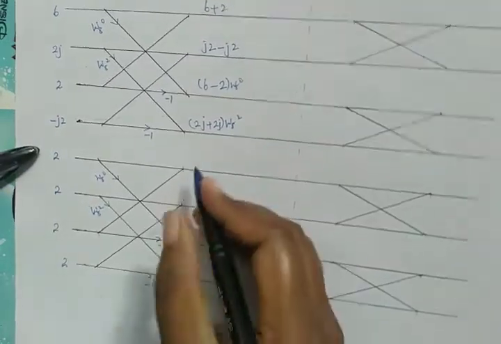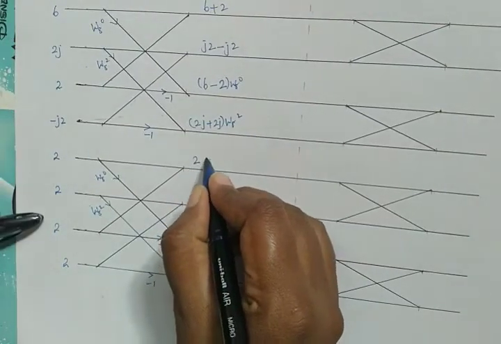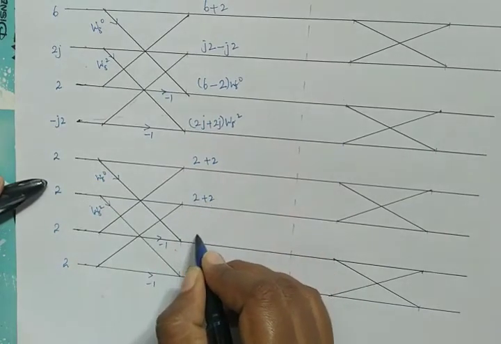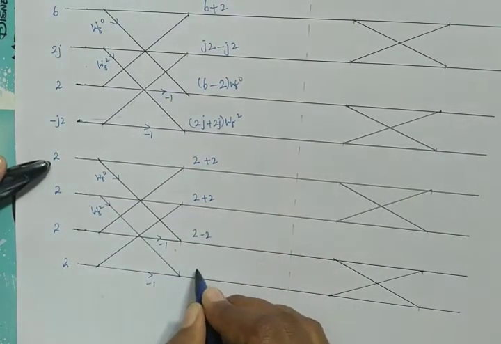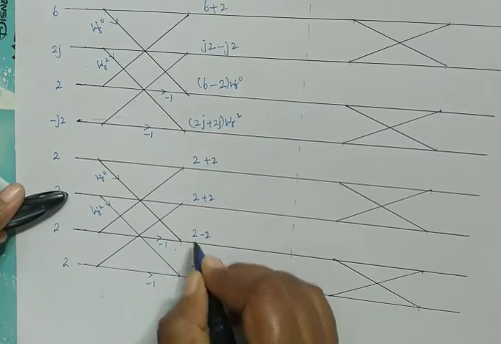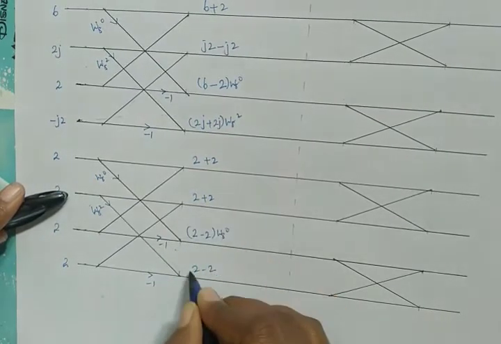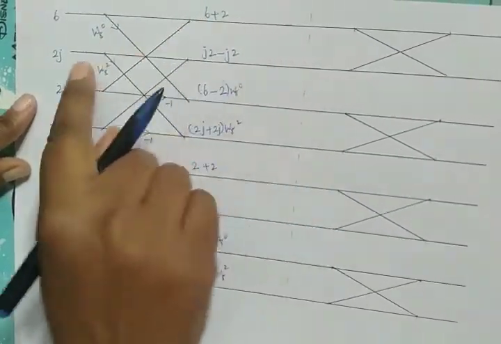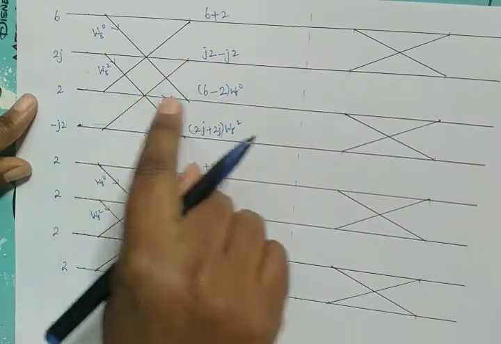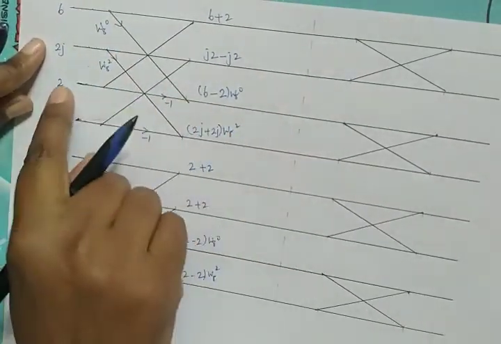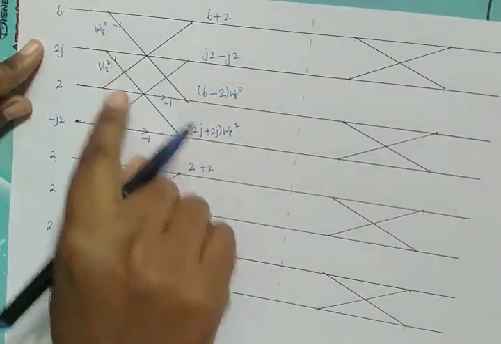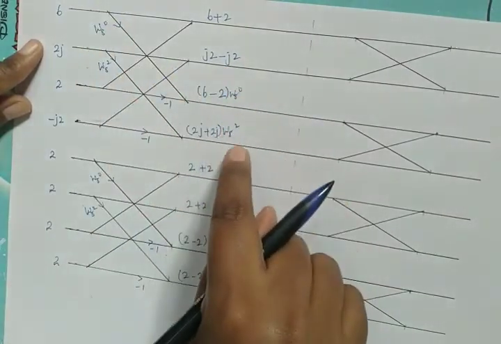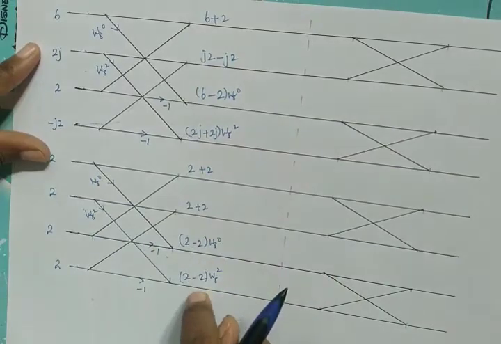The same way, here we have 2 plus 2, and here it is 2 plus 2, and here it is 2 minus 2, 2 minus 2. This is into w 8 power 0, and here it is w 8 power 2. See, 6 plus 2, 2j minus j2, here it is 6, 2 into minus 1, minus 2, and here it is 2j, minus into minus, plus 2j, into this twiddle factor w 8 power 0, w 8 power 2. So likewise the same thing here follows.